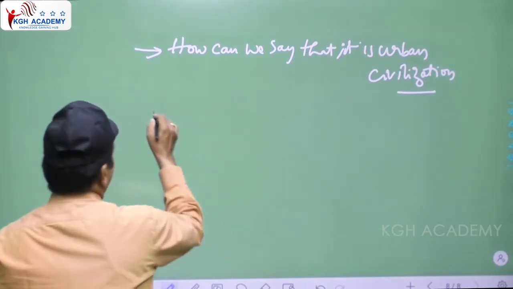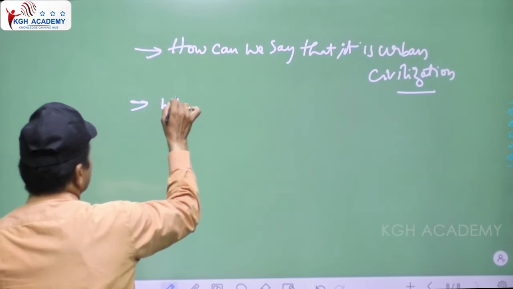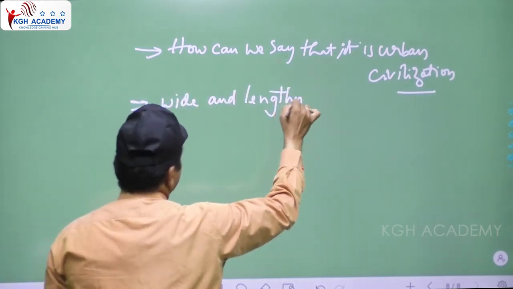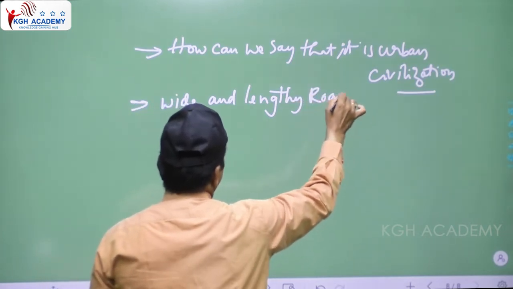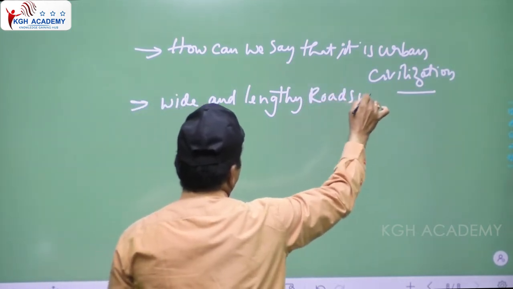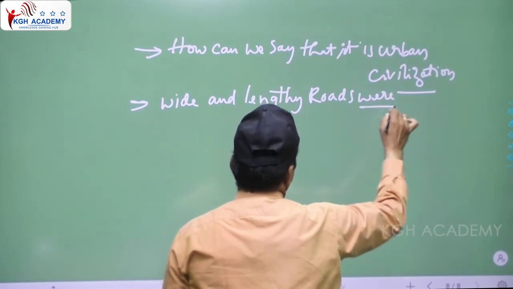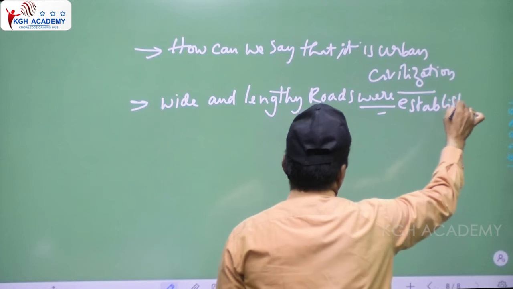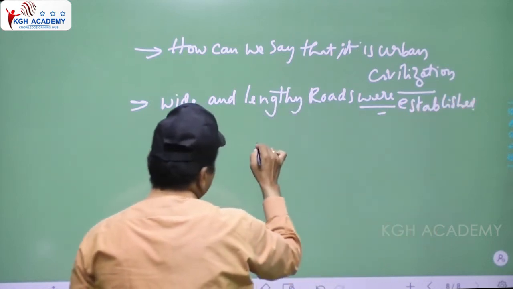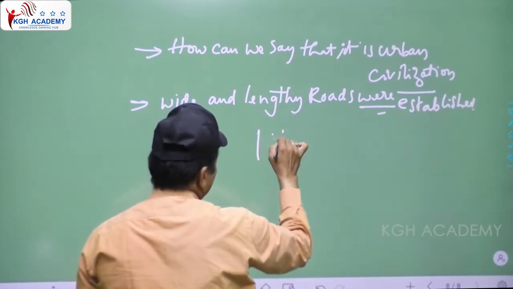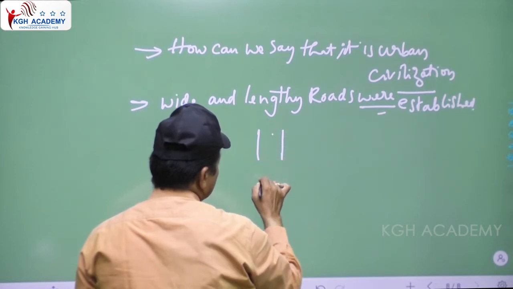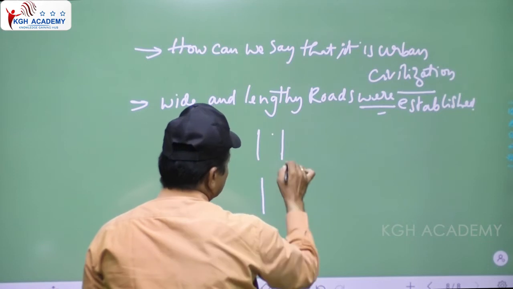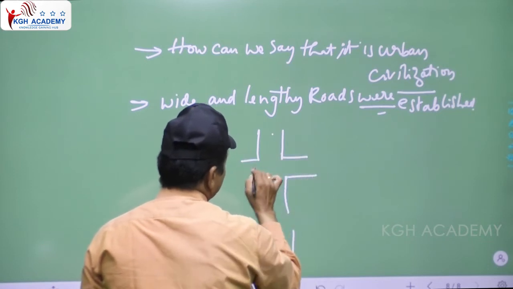You see, first point, wide and lengthy roads were established by them. North and south, big roads continue. East and west, small roads continue.